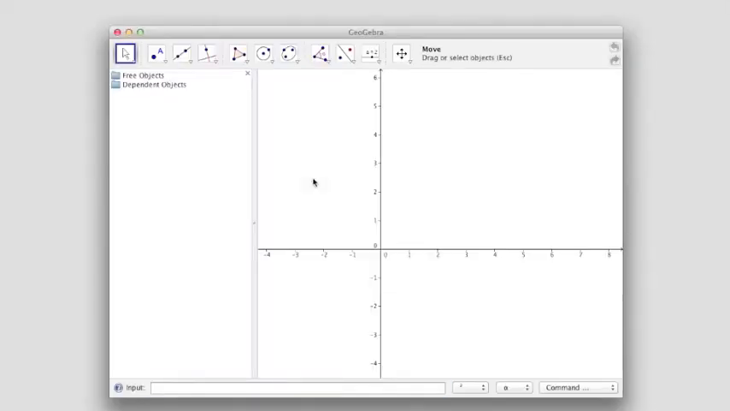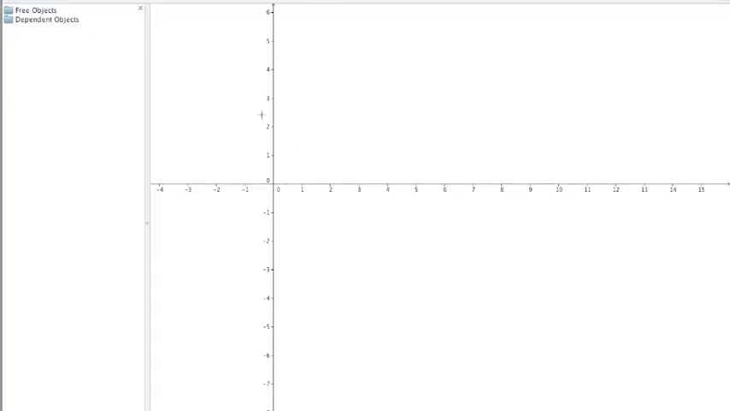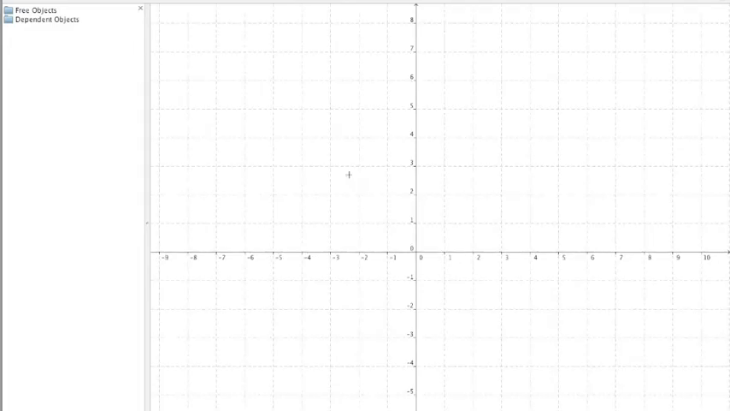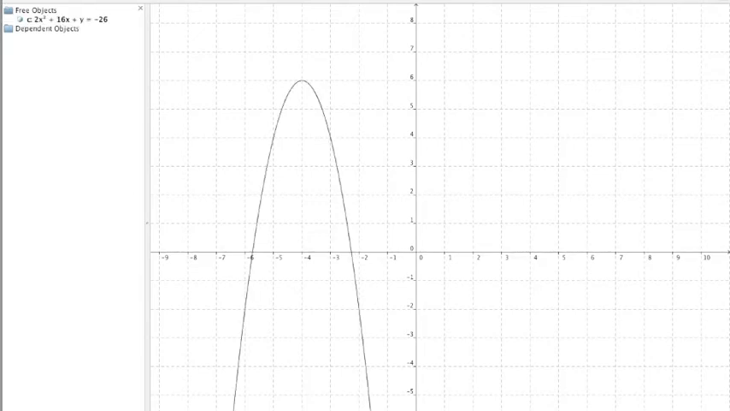cross. Alright, so let's launch GeoGebra again. There we go. We'll make it full screen again and center our axes. Alright, there we are, and we'll turn on the grid. Alright, now in the input bar I'm going to enter my first parabola, and it'll be coming up here shortly. Right, there it is, 2x squared plus 16x plus y equals negative 26.